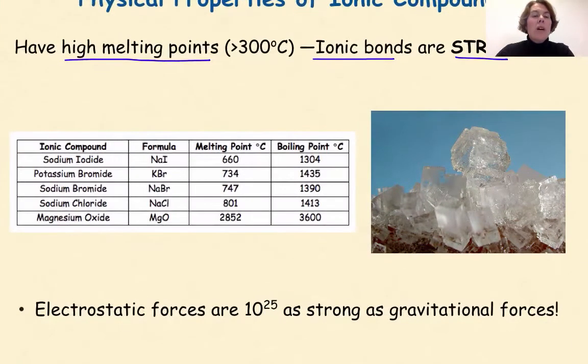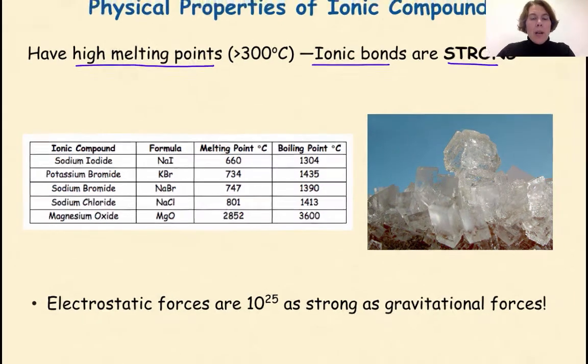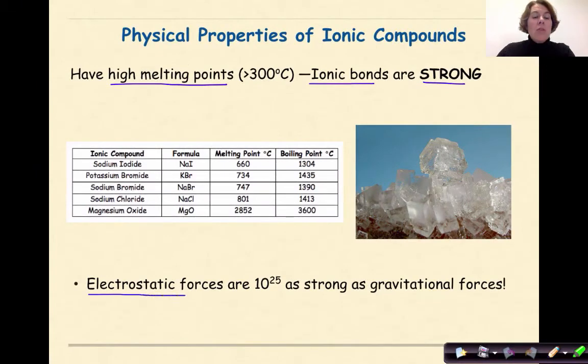So here we have a chart of some ionic compounds, their formulas, their melting points, and their boiling points. The higher the melting point and the boiling point, the stronger the ionic bond. Electrostatic forces, which is the force of attraction between that positive and negative ion, are 10 to the 25th times as strong as gravitational forces that we feel here on Earth. In other words, ionic bonds, these electrostatic forces, are really, really strong.